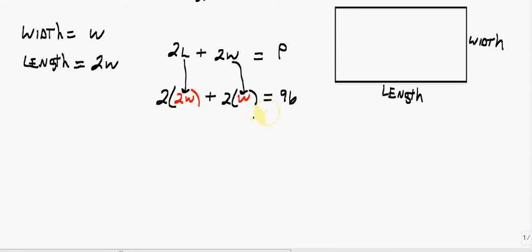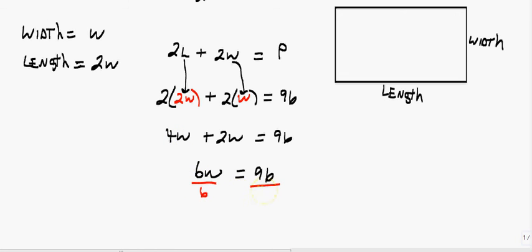So let's do that. 2 times 2W is 4W plus 2W is equal to 96. Combine the like terms. 4 plus 2 is 6W is equal to 96. Got to solve that for W, so this is 6 times W. Let's divide by 6 and divide by 6. So that means that W is equal to, okay, what is that? 6 into 96. I should be able to do that in my head, shouldn't I? Goes 1 time, 6, 36, 16. Okay, 16. So the width is 16.